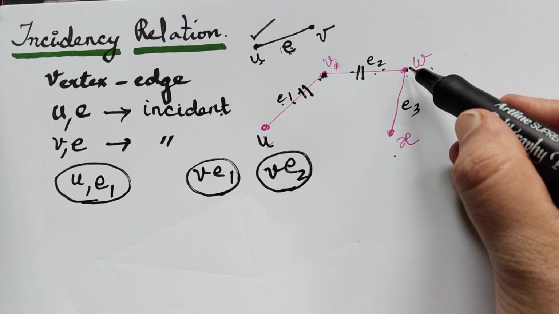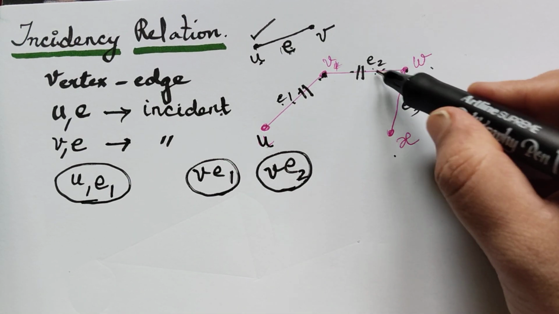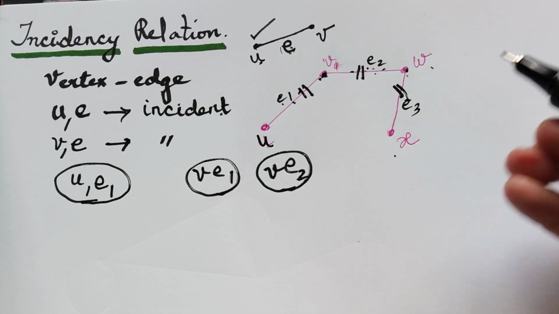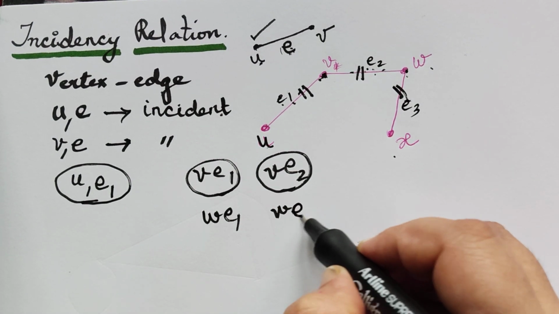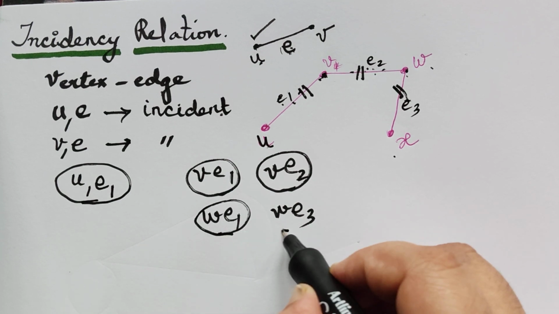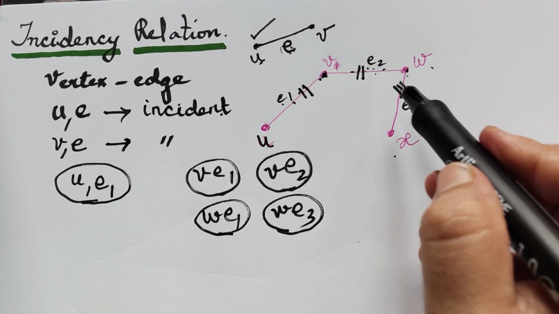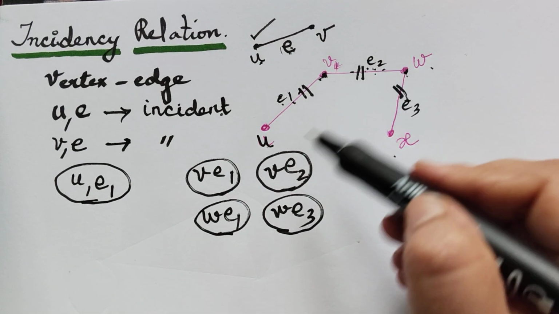What about w? w is incident with two edges, e2 and e3. So we have w e2, and w e3 as the pairs of incidence relation between vertex w and the edges.